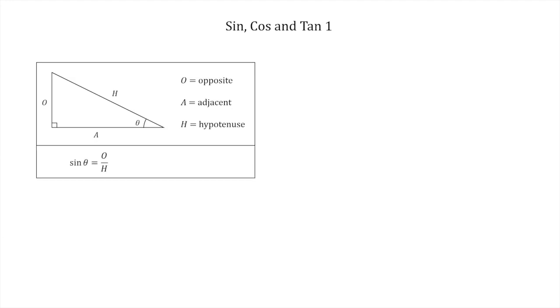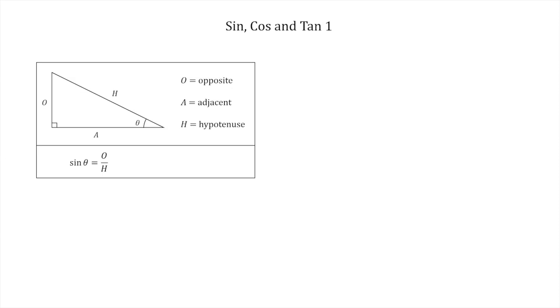The function sine of the angle theta, where theta is some angle, so it is some number, equals opposite divided by hypotenuse. So whatever the length of the side opposite to theta is, divided by the length of the hypotenuse. Again, O and H are just numbers, the lengths of these sides.